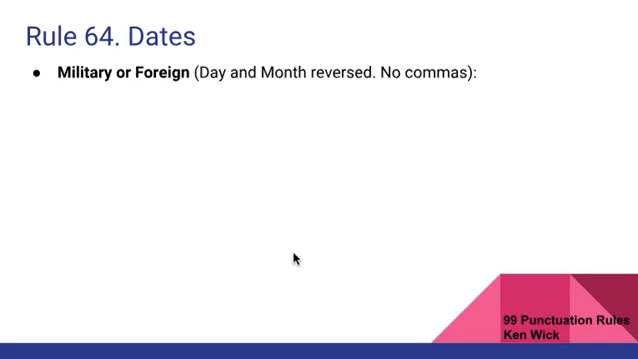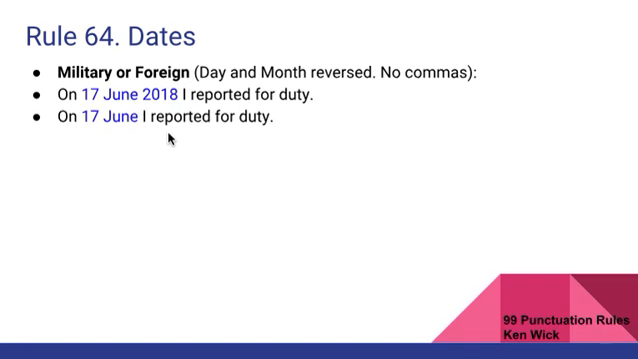Now, military or foreign dates: outside the United States, the day and month are reversed. Also, if you do genealogy like I do, the day comes first. So it's day, month, and year, and there's no commas. It's also true of military, so on 17 June 2018, I reported for duty. And there's no commas. If you just had day and month, once again, no commas. On 17 June, I reported for duty. In June 2018, I reported for duty. This is the same as a previous example, just the date format.